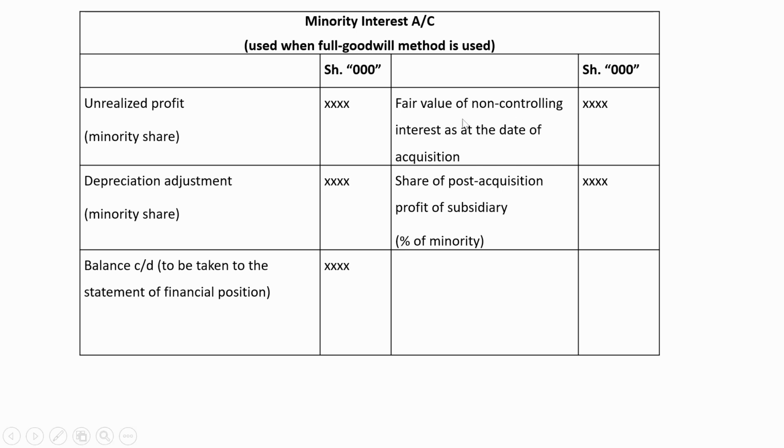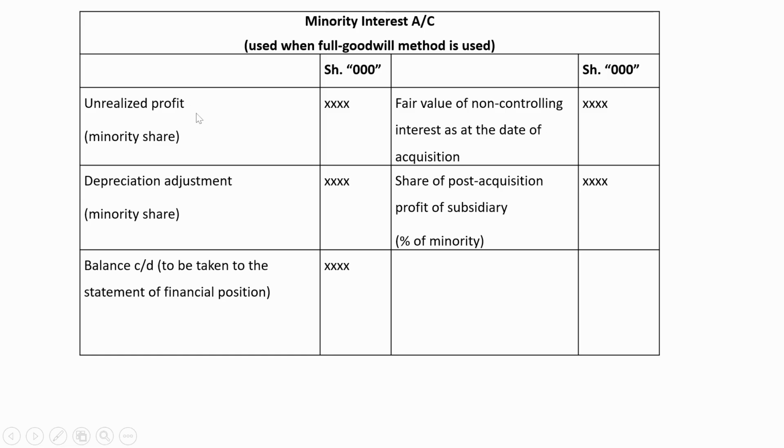The only thing the fair value of non-controlling interest does not include is the post-acquisition profit, because fair value of non-controlling interest is usually given as at the date of acquisition. So anything happening after the date of acquisition will not be included in the fair value of non-controlling interest. So that is why we are adding share of post-acquisition profit of subsidiary. We multiply by their percentage, because that one was not included in the first figure, the fair value of NCI.